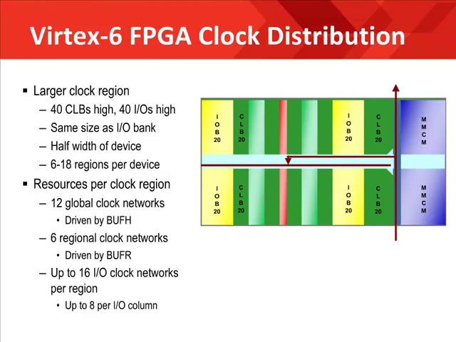There are also 2 additional I/O clock networks driven from the bank above and 2 from the bank below, except in clock regions on the top or bottom of the die. This makes a total of 8 I/O clock networks per I/O column, and since there are 2 I/O columns, for a total of 16 I/O clock networks that can be used in the region.